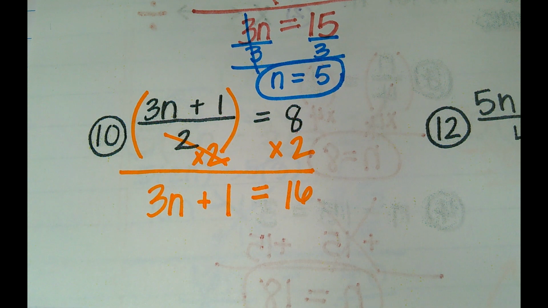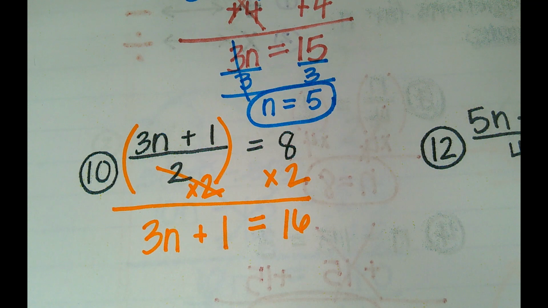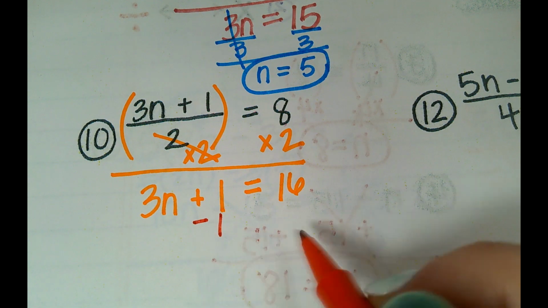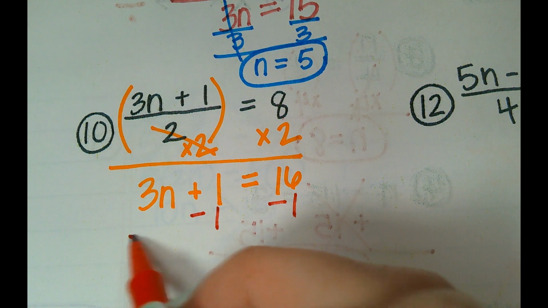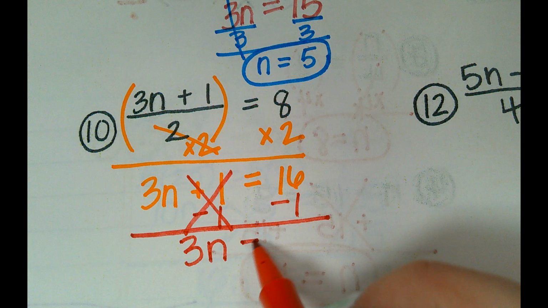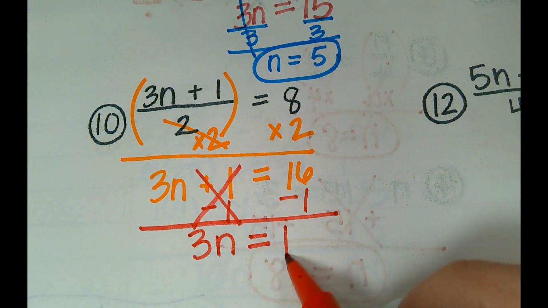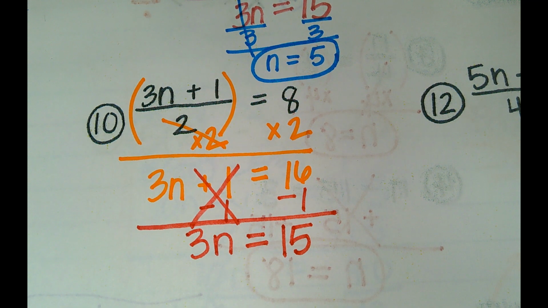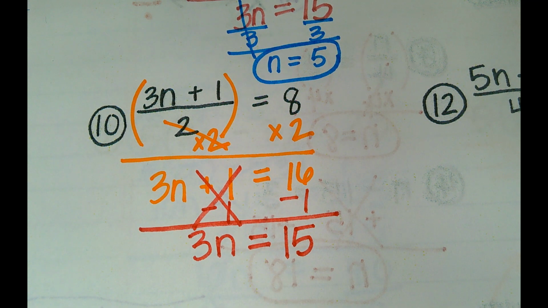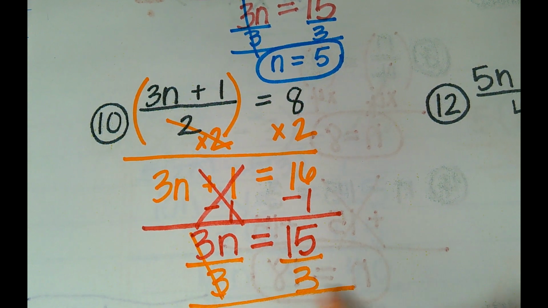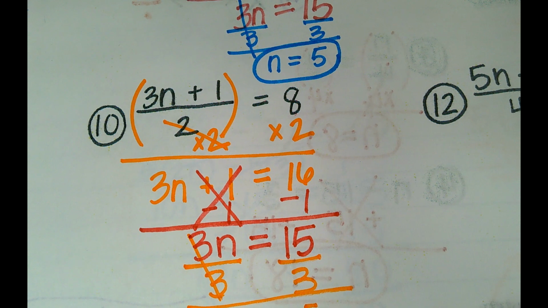So minus 1. Good. I'm going to try to change colors at the steps. That might show it a little. So now here's the next step. Minus 1. My 1s cancel. 3n comes down and equals 15. Whoopsie, we're going to get the same answer. Divide by 3 on both sides again. Yep. To get n equals 5. Good.